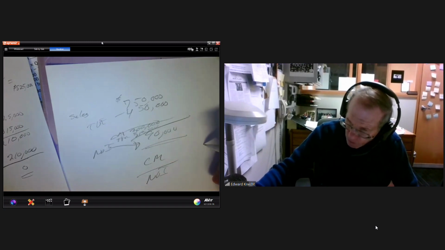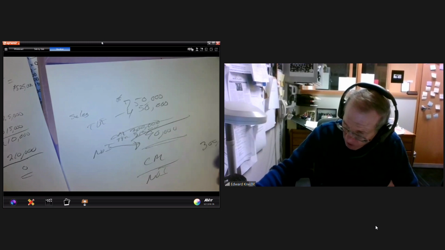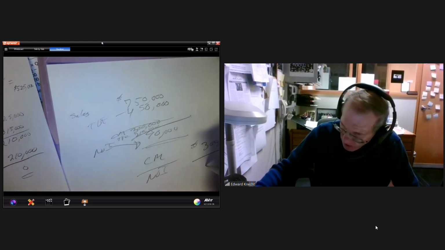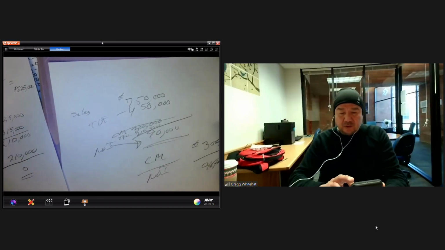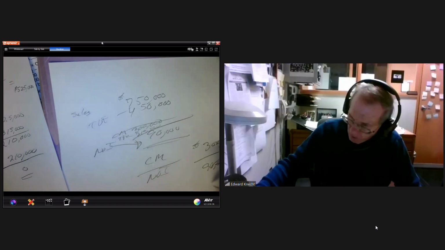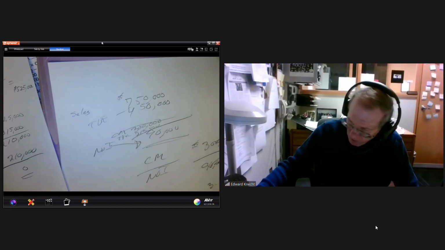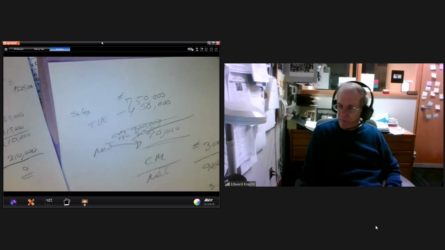What is the contribution margin? Is it 300,000, Greg? Yep. Divided by what's the net operating income? 90,000. So when you divide that, what do you get? 3.33. You do? 3.33? Yep. So what's that mean?